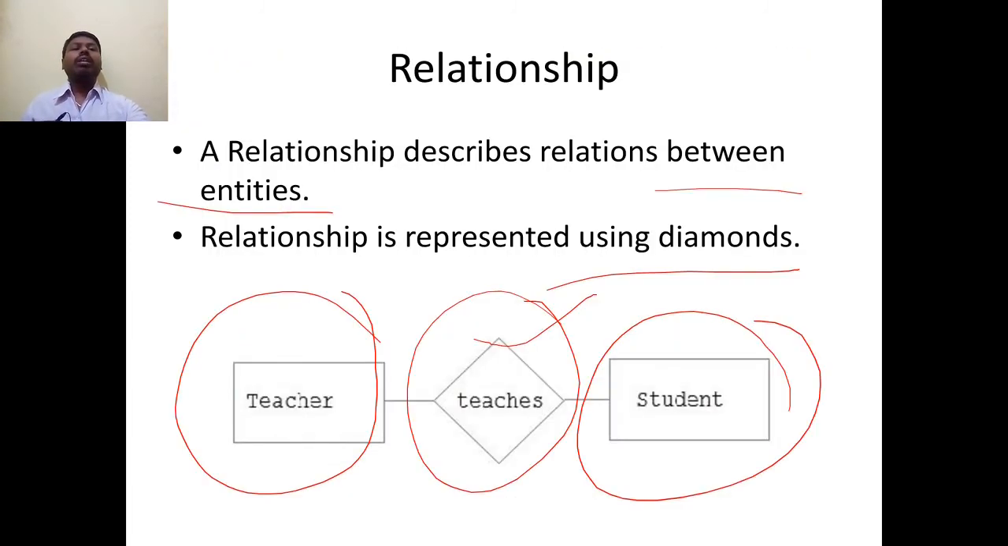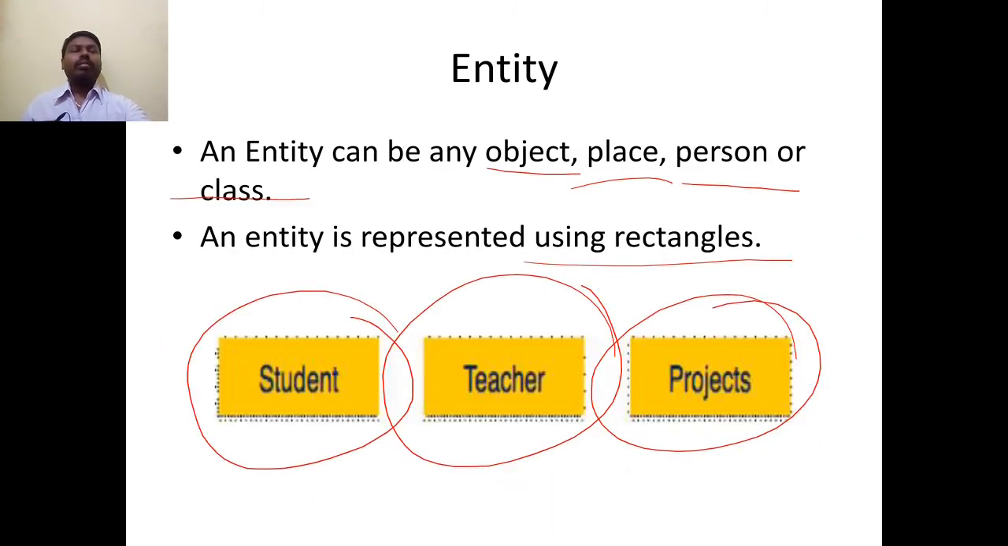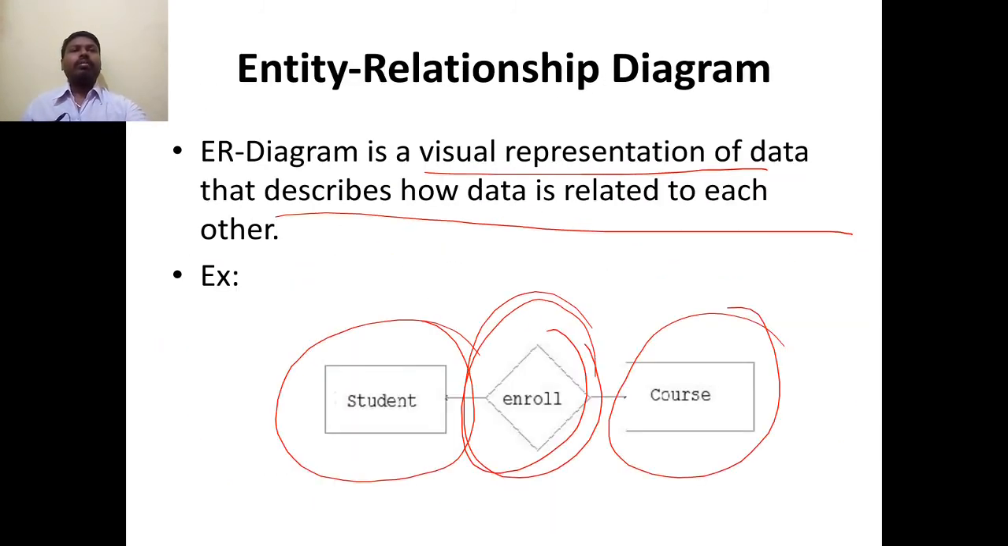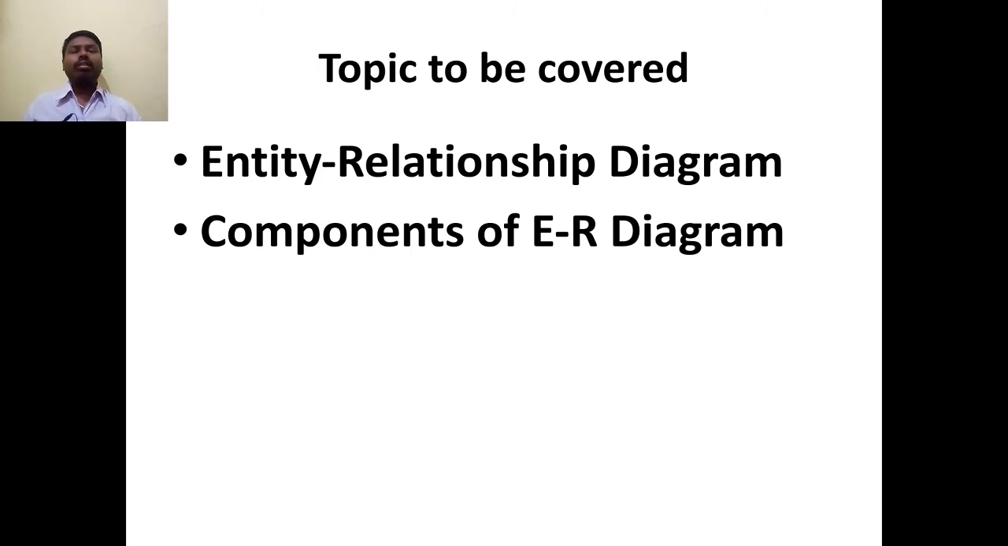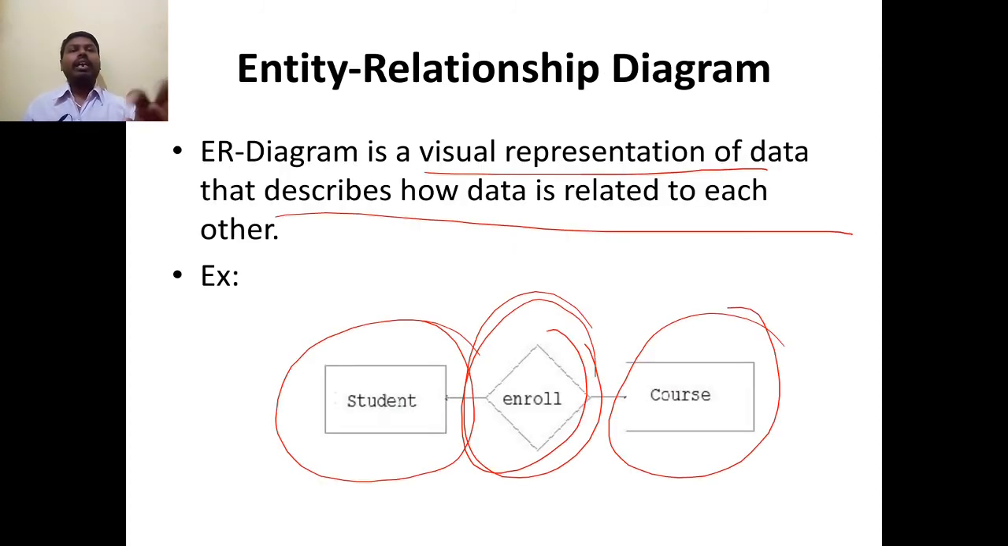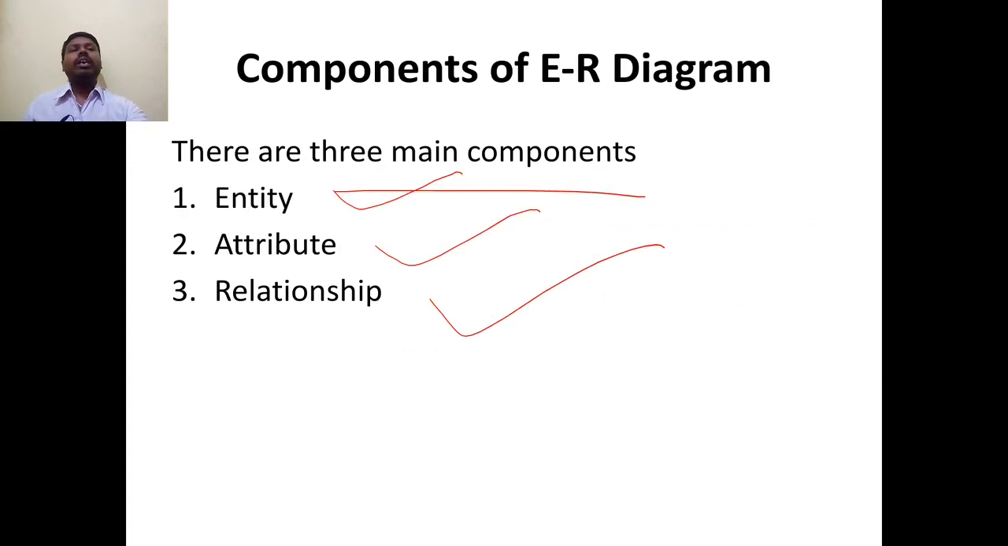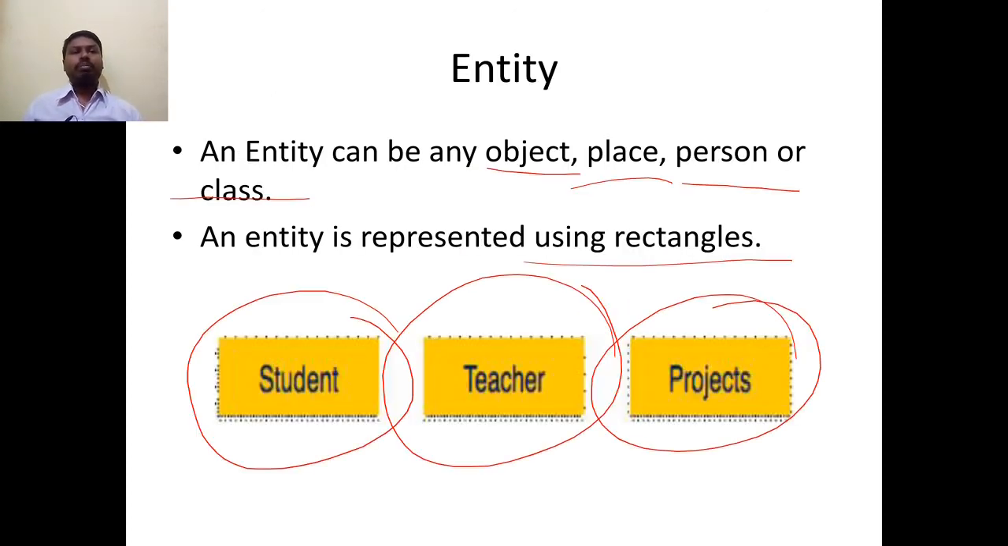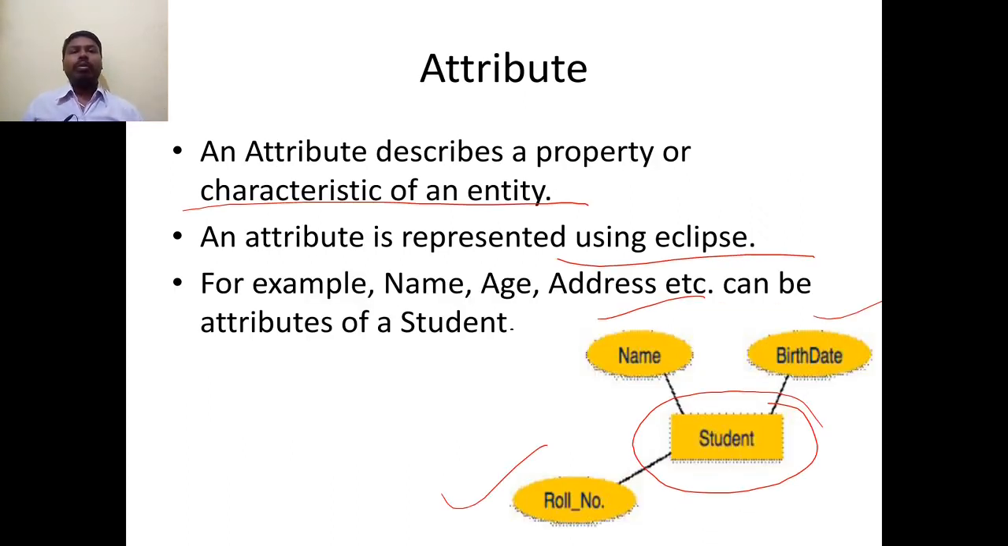Right. So I'm going to conclude this video by giving an overall conclusion. First, ER diagram. It is a visual representation of data that describes how data is related to each other. In this ER diagram, there are three major components: entity, attribute, relationship. What is an entity? It is an object, place, person. How do we represent it? Using a rectangle. And attribute, it describes characteristics of an entity.